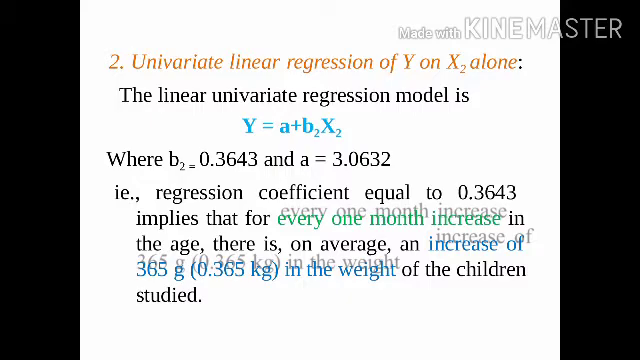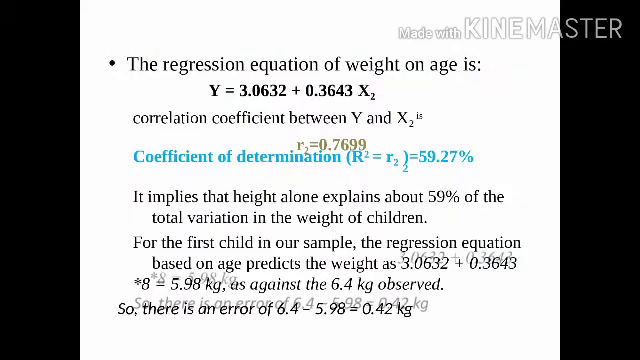What is x2? x2 is the independent variable, and in this example x2 is the age of the child. The age of the child is measured in months. So a 1 month increase in age corresponds to an increase of 0.3643 kg in weight. The regression equation of weight on age is y equal to 3.0632 plus 0.3643 x2.